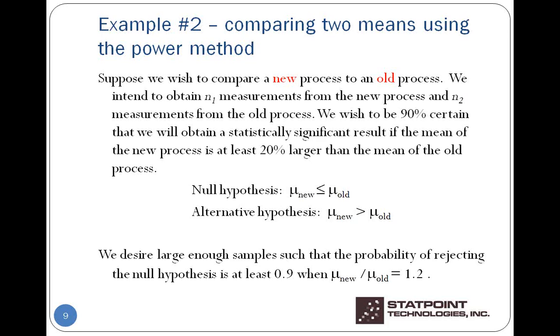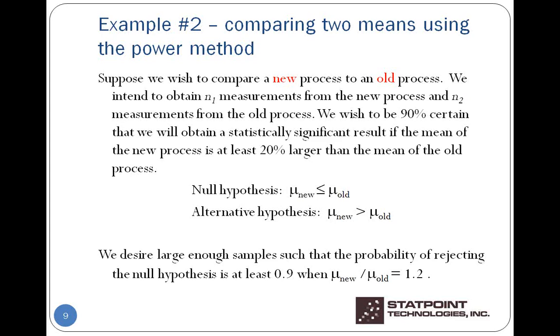We wish to be 90% certain that we'll get a statistically significant result if the mean of the new process is at least 20% greater than the mean of the old process. Now, if there's not much difference between the new and the old, I probably won't have a good chance of being able to demonstrate it. So I have to pick a number, and I've picked arbitrarily 20%. I'm going to say if my new mean is 20% bigger than my old mean, I want to be 90% certain I'll get a statistically significant result.